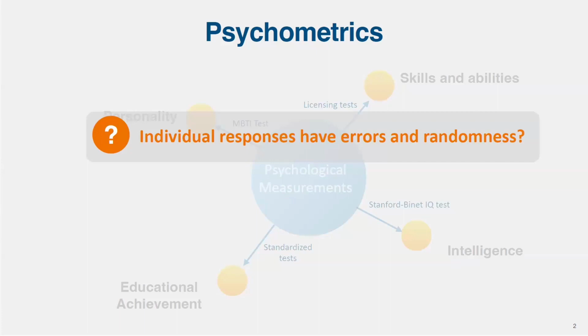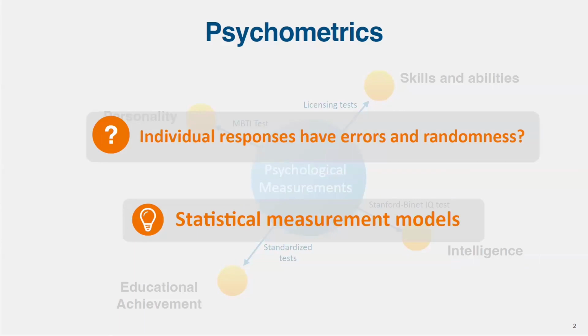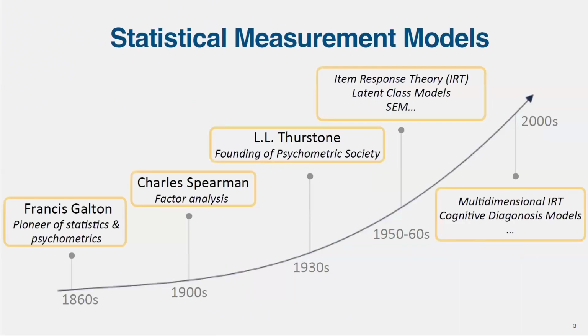Now, of course, when we're talking about measurement, we have individual responses to the designed questions. We would have errors and randomness, and that's where we need statistical measurement models to help us use the observed responses to make inference on the underlying, unobservable latent traits, latent variables. So very naturally, latent variable models are used in these psychological measurement problems.